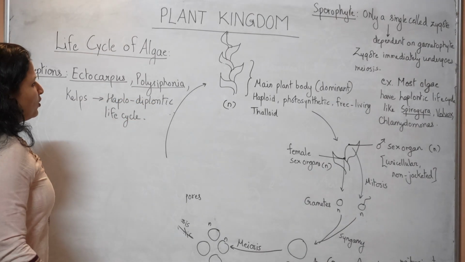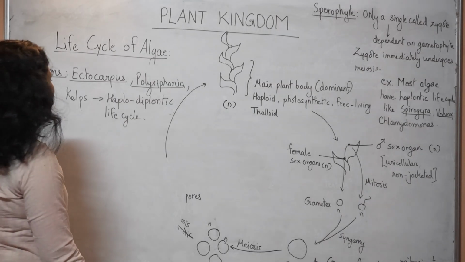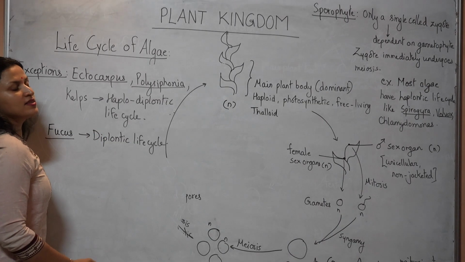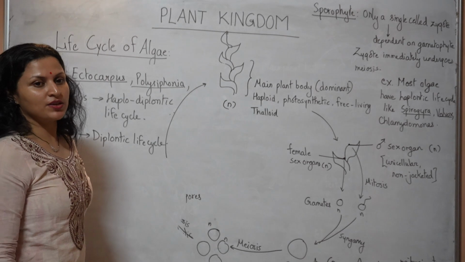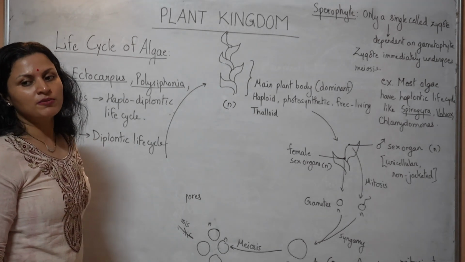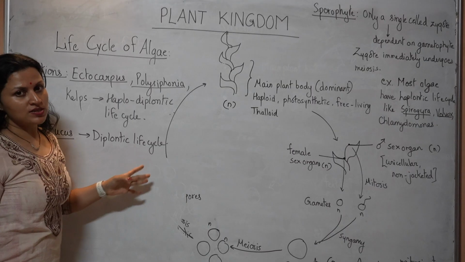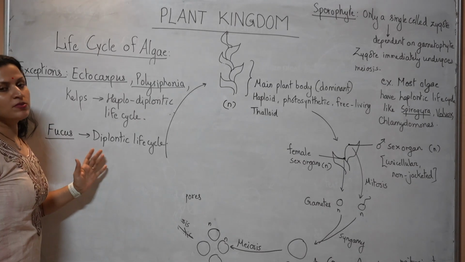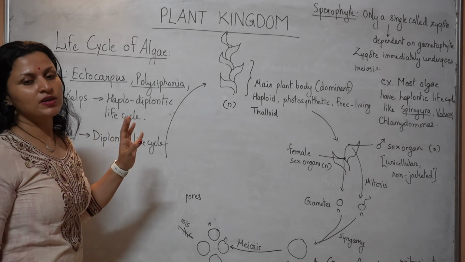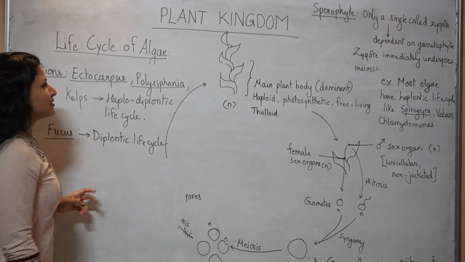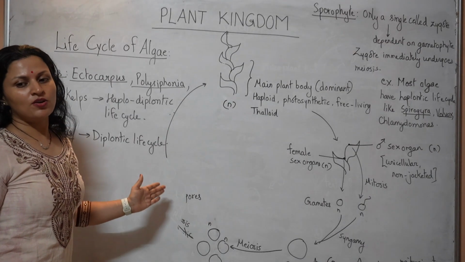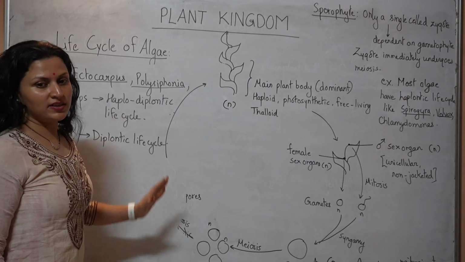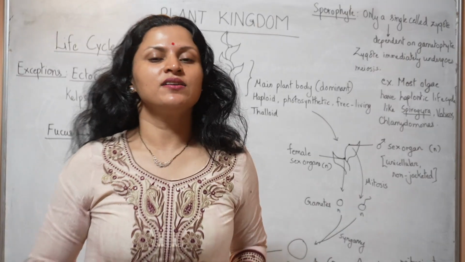What does this mean? Both the haploid and diploid stages are dominant, and there is Fucus which has a diplontic life cycle. Its zygote will divide mitotically to produce an embryo, and the main plant body will become diploid in nature. So as you can see, there are some exceptions. In some algae, the zygote will undergo mitosis to produce an embryo and result in the formation of a diploid sporophyte. The main plant body will become diploid, and that type of life cycle is called the diplontic life cycle. But for the majority of the algae, the main life cycle will be the haplontic life cycle, like we have seen. So that is about the life cycle in algae.